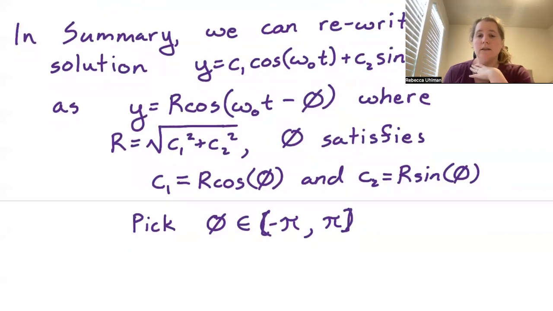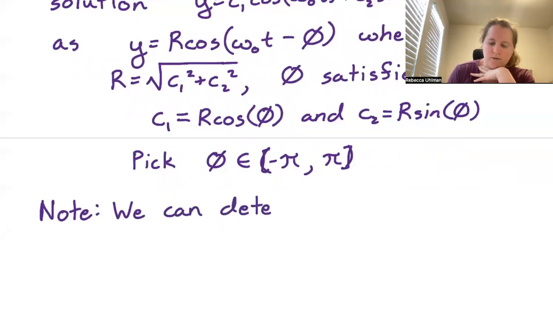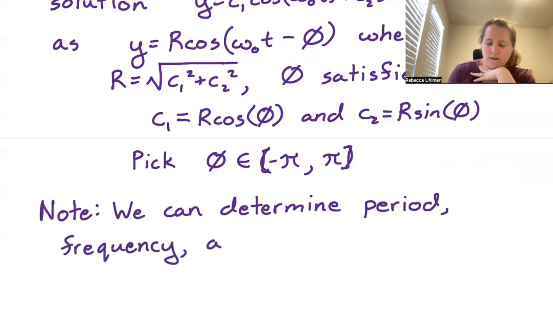And then once we have this, we can go about determining our period, our frequency, our amplitude, and our phase angle. So note, we can determine period, frequency, amplitude, and phase angle from this form.